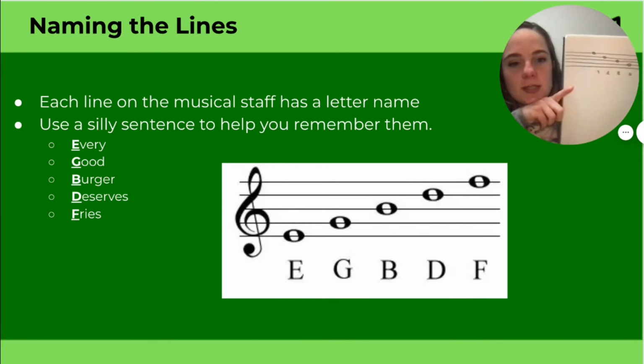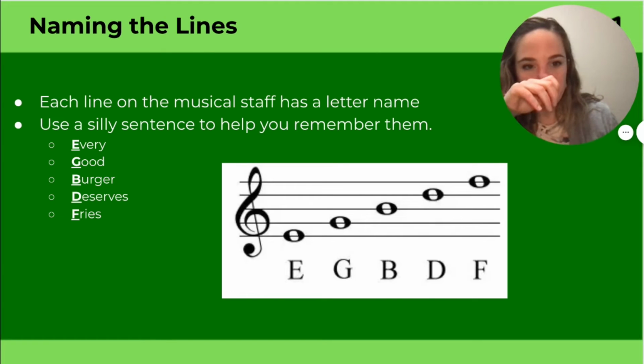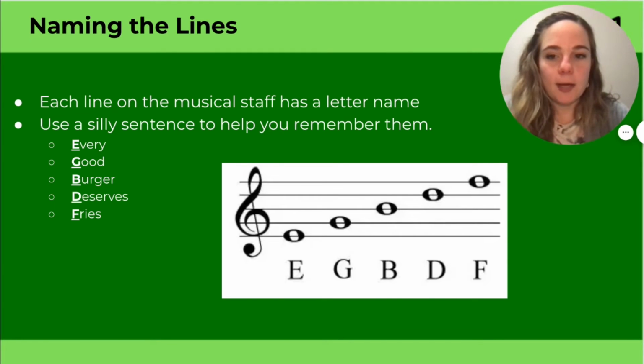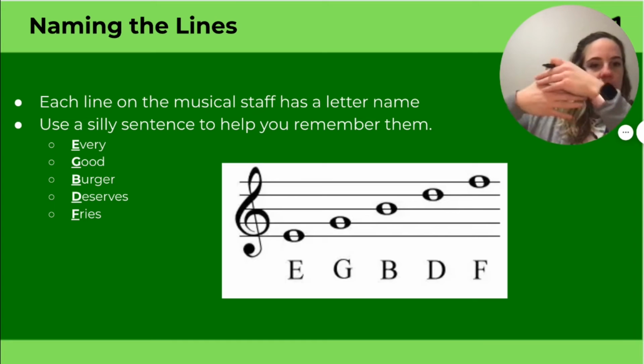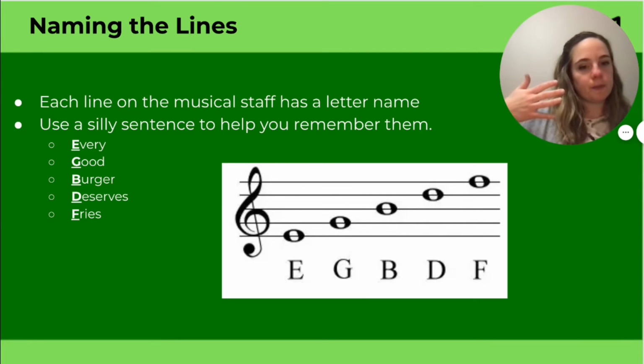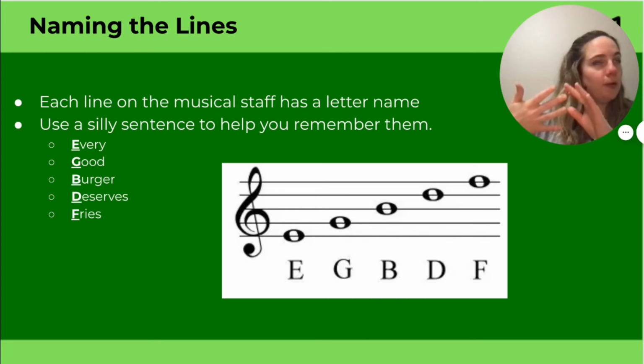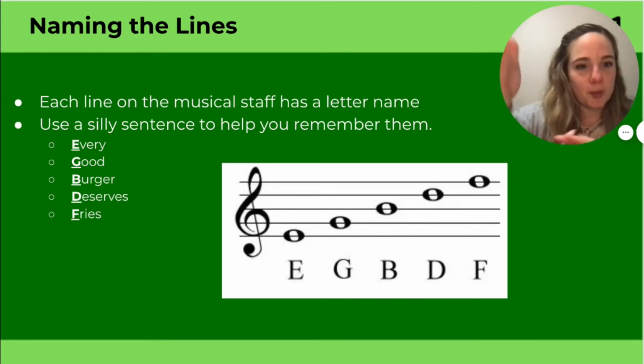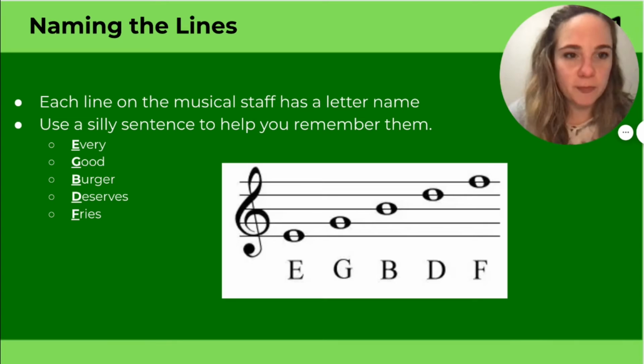I like to keep my notes handy because we're going to use it later when we play a game. Okay, so that's how we remember it. We go bottom to top. Every good burger deserves fries. You can also use every good bird does fly. You can use every good boy deserves fudge. There's lots of options, but burgers are my favorite. So that's the one we're going to use.